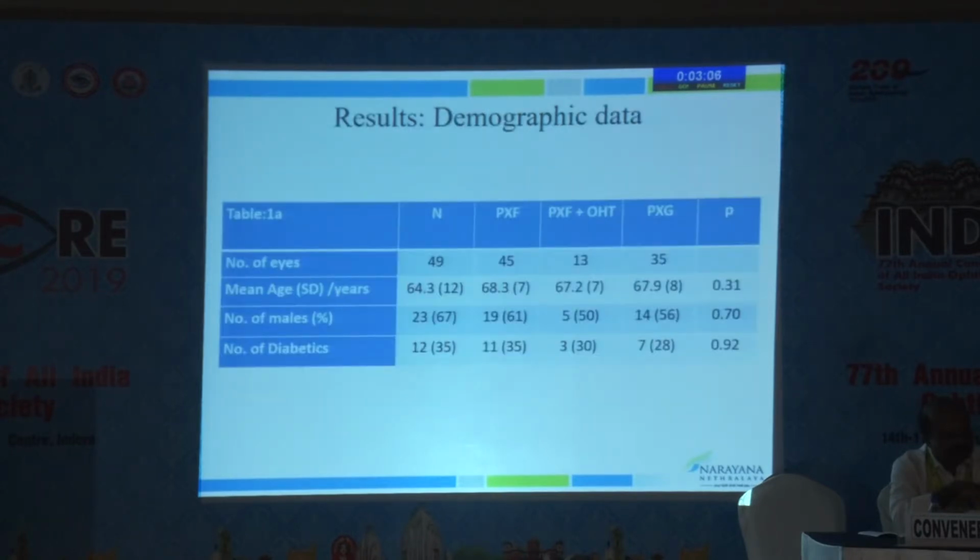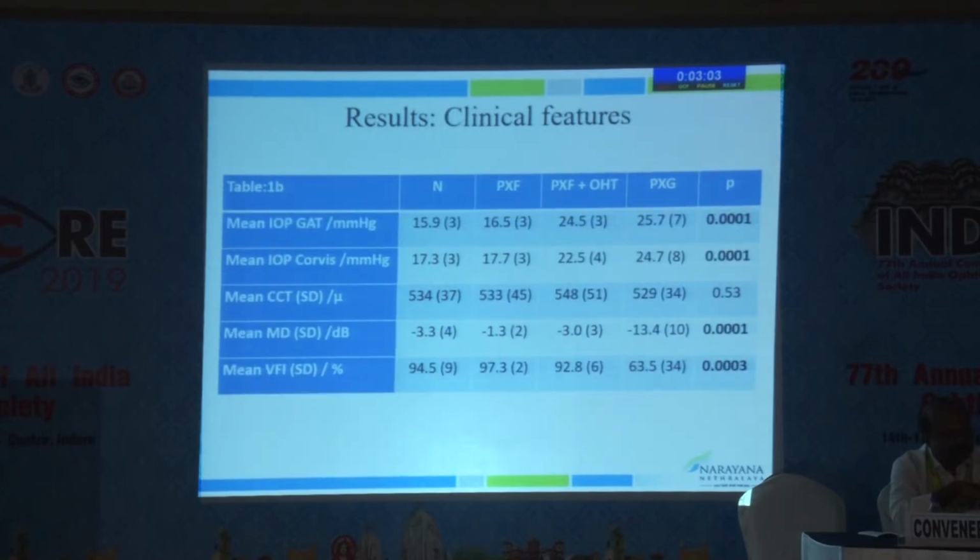Coming to our results, the 4 groups were demographically similar. The clinical features are shown here. There was a significantly lower IOP, both GAT and Corvis, in the normal and PXF group compared to the other 2 groups. Importantly, the CCT was similar across the 4 groups. And the visual field parameters were worse in the PXG group compared to the other 3 groups.